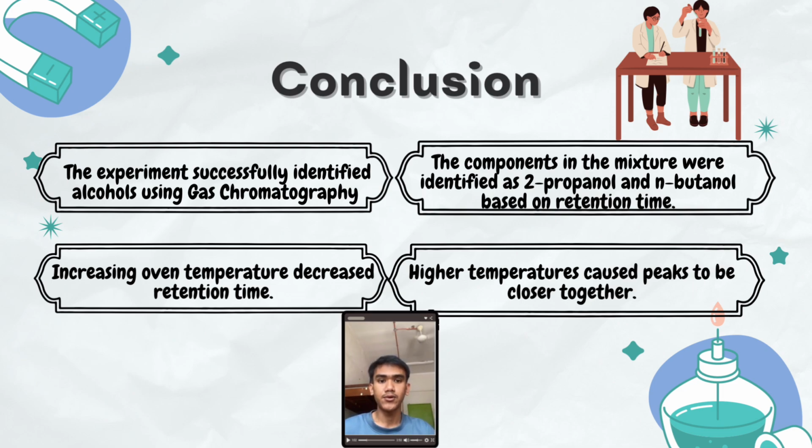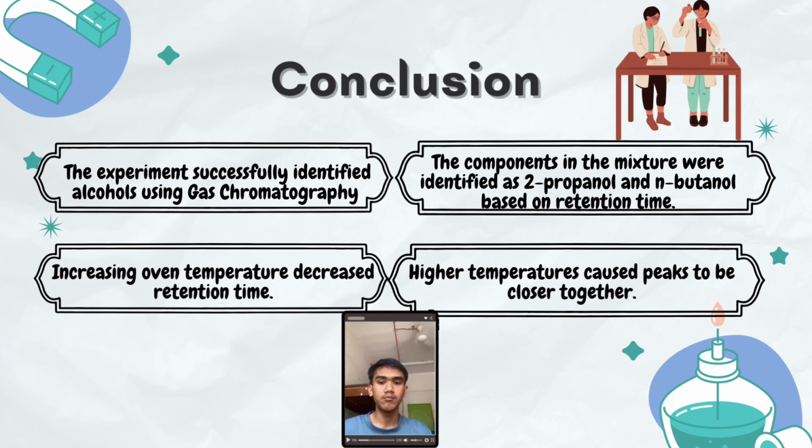And next, for the temperature of 140 degrees Celsius, the peaks of the standard mixture, 2-propanol and N-butanol, have a closer gap between each other compared to 70 degrees Celsius and 100 degrees Celsius. It makes the retention time become even faster, which are 1.952 for 2-propanol and 2.225 for N-butanol.